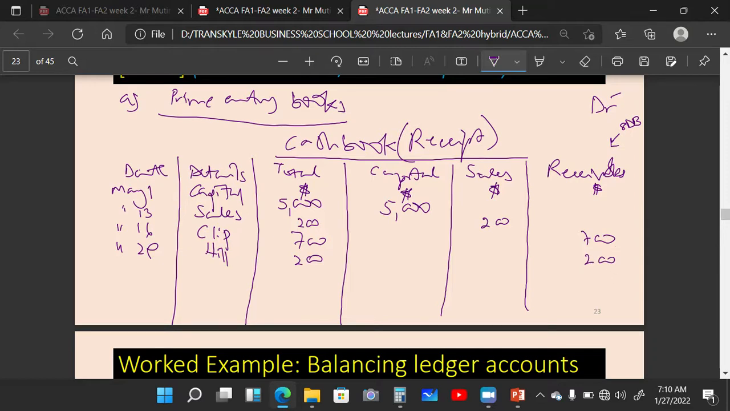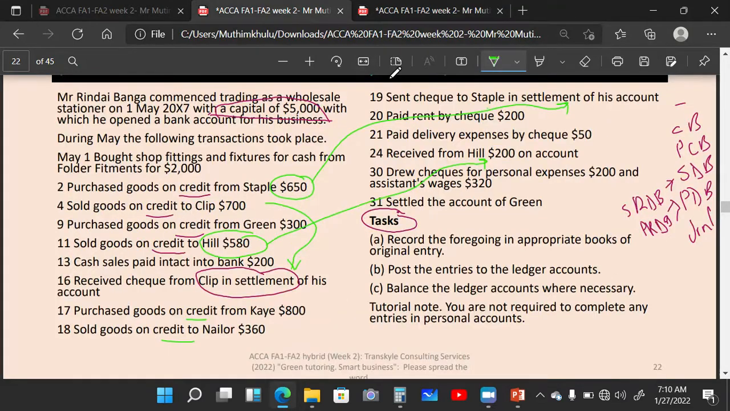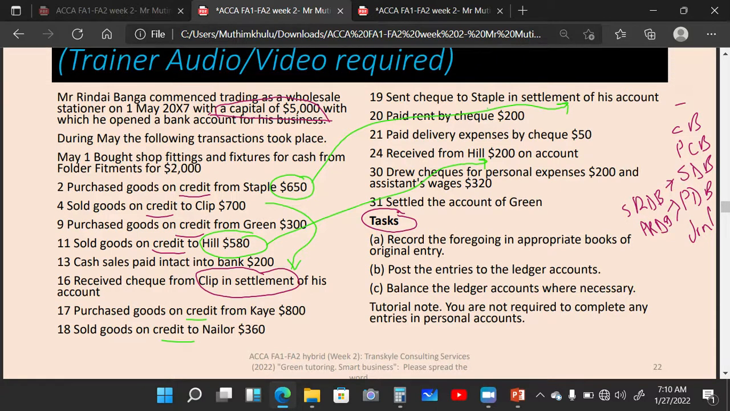Now we move on. Drew checks for personal expenses, $200, and assistant's wages. Is this a receipt or a payment?